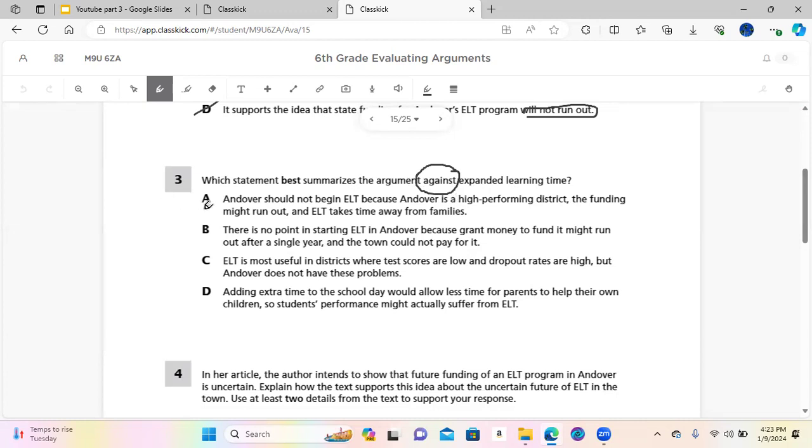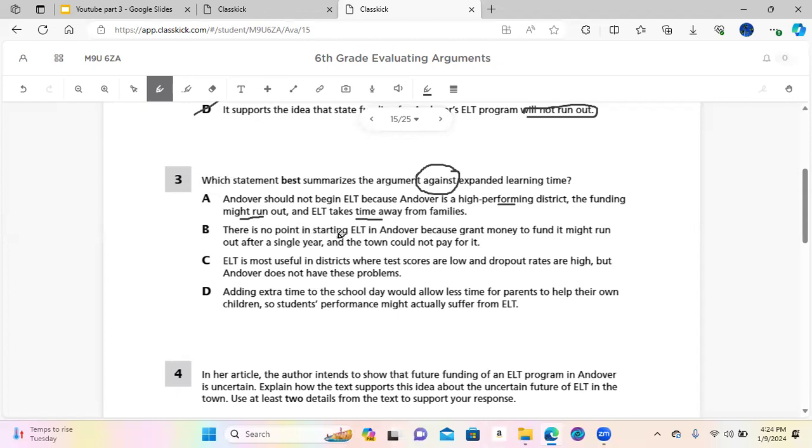Let's look at A. Andover should not begin ELT because Andover is a high-performing district. Yes, it mentioned that. The funding might run out. Yes, it also mentioned that because they claim that it might only last for a year. There's no guarantee that you'll get it a second time. And ELT takes time away from families. These 3 points were raised, but we still have to go through all the options to see if this is definitely the most suitable answer. So let's leave that one. Go to the next point.